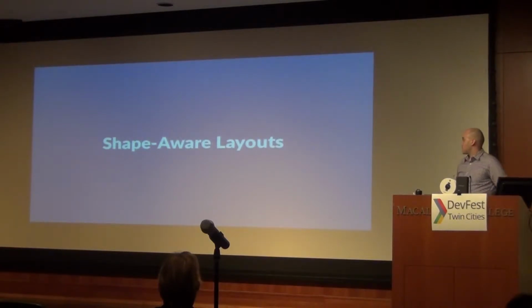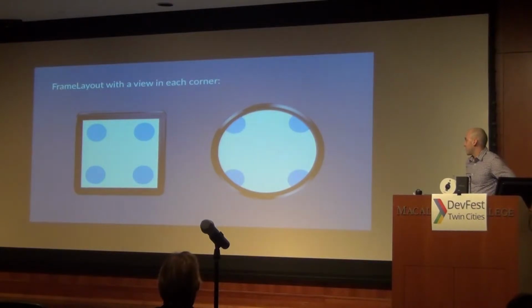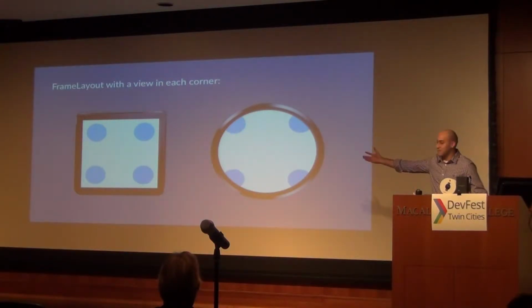So let's start with shape-aware layouts. Let's say we start with a normal frame layout, and put views in the corner. That's going to look just fine on the square watch. But if you come over to the round watch, it's getting clipped in the corners. It's not going to work. You can try to fix that by adding extra padding, but then that's just going to cram things in on the square watch for no reason, just to fix the round one. So that's not what you want to do.